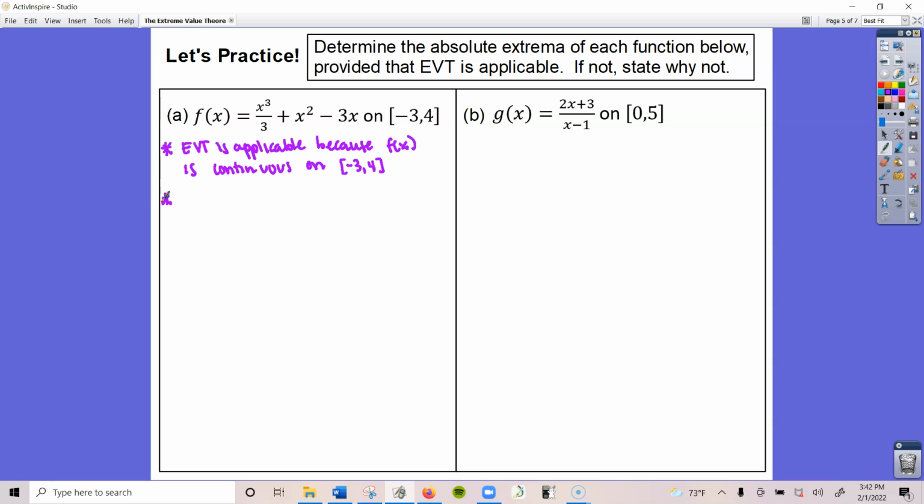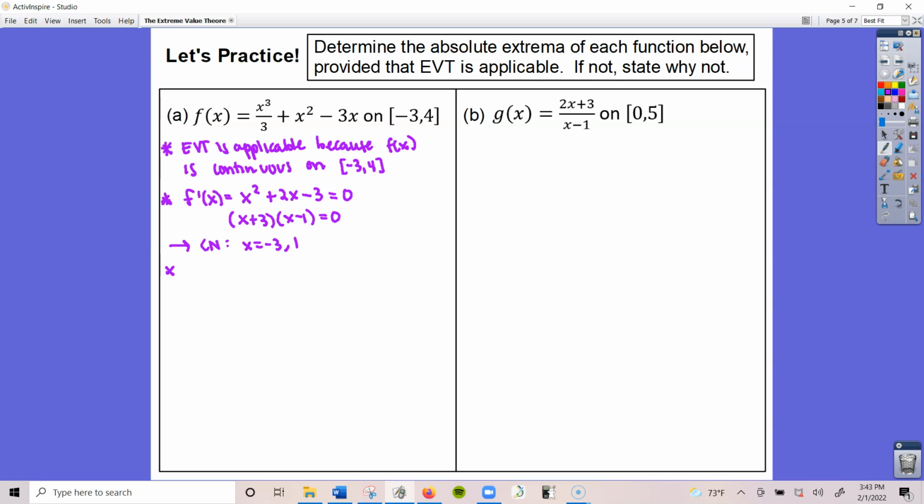Now what we're going to do is find those critical numbers. So we need f prime of x, which would be 3x squared over 3, so x squared, plus 2x minus 3. And we're going to set that equal to 0. From here, this is a quadratic, so I can factor that. This is going to be x plus 3 times x minus 1, giving me my critical numbers at x is equal to negative 3 and positive 1.